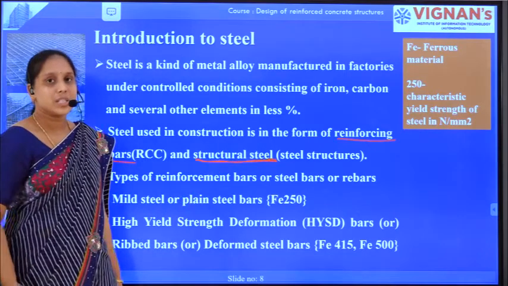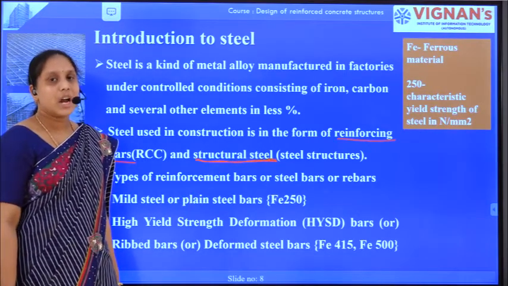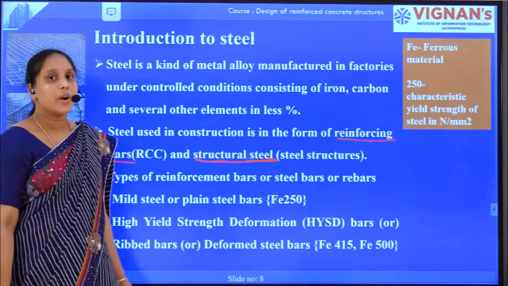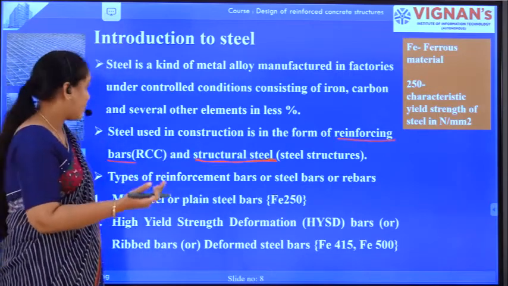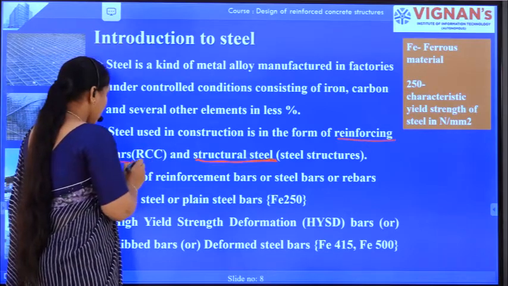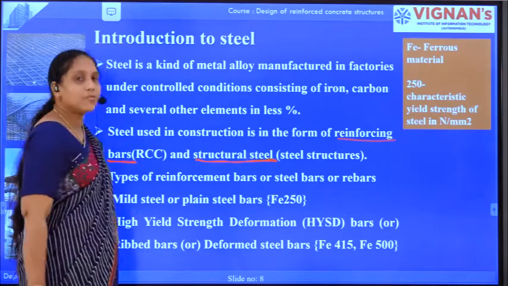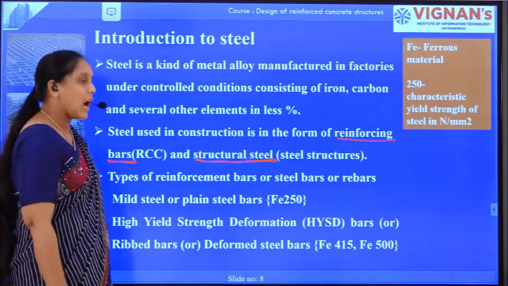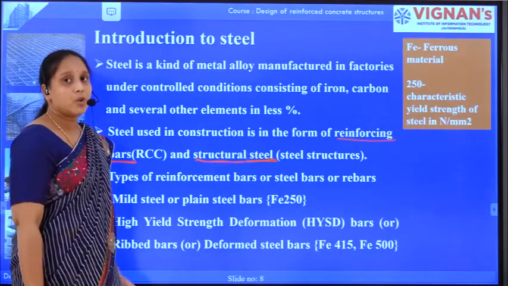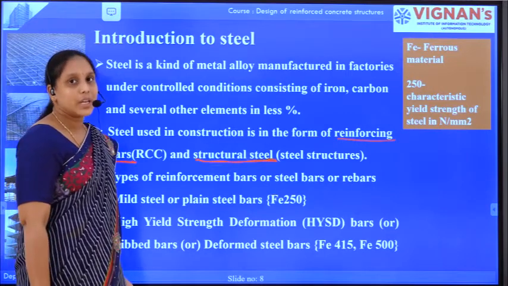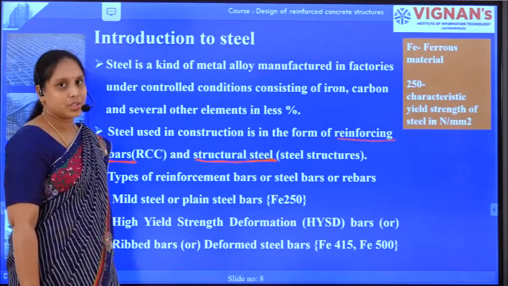As we are discussing the subject RCC, further we are going to discuss the form of steel in reinforcing bars, that is, the reinforcing bars as the form of steel which is used in RCC. Now we will see what are the types of reinforcing bars which are used in reinforced cement concrete constructions.